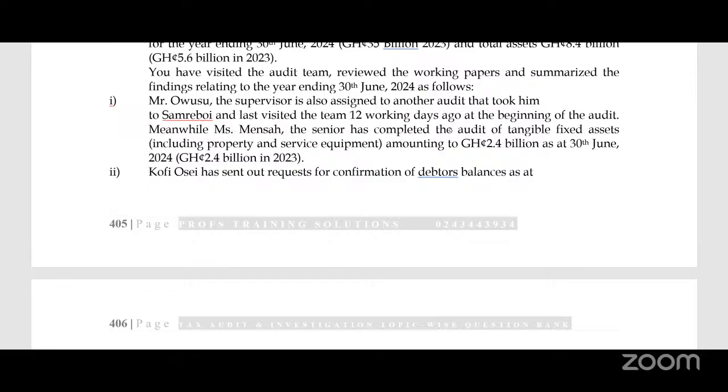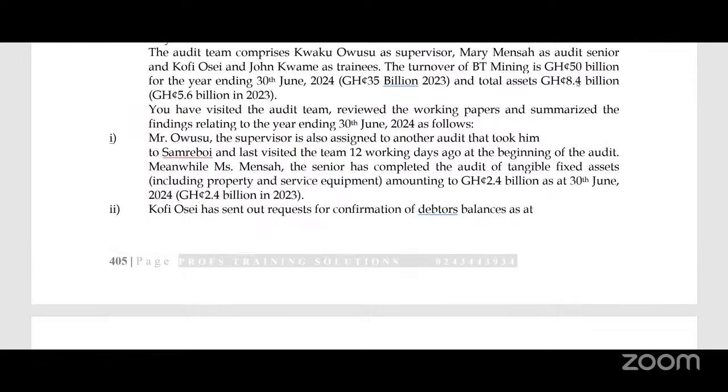Now, meanwhile, Ms. Mensah, the senior, has completed the audit of tangible fixed assets, including property and equipment, amounting to 2.4 billion. So look at total assets, right? I want you to do some small calculation for me. Look at the asset that this guy did, 2.4 billion as at this year. And last year, total assets amounted to what? 8.4 billion. So do the 2.4 out of the 8.4. What percentage is that? Times 100. Quick. What do we get?